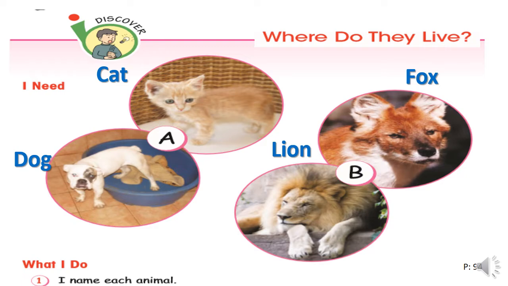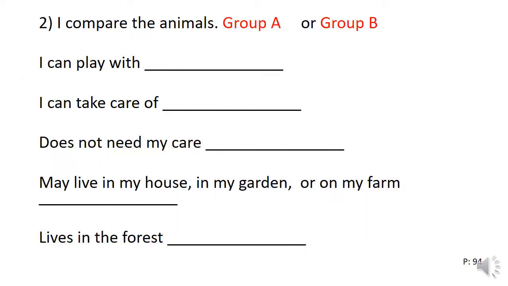Is it okay? Let us move to the next exercise. Don't forget, we have to use these animals to answer the questions. Cat and dog in group A, fox and lion in group B. I have to compare the animals, group A or group B, which means I have to write group A or group B. I can play with which group? With group A or group B?